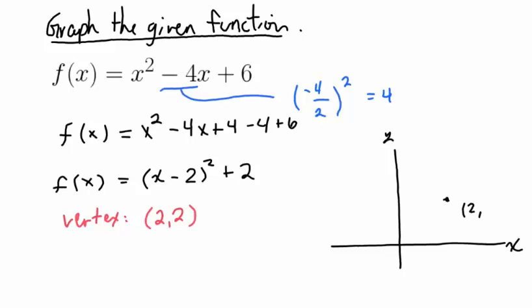Here's (2, 2). And I know that this parabola is going to open upwards because the coefficient in front of the x² here is positive. So here's a rough sketch of the parabola x² - 4x + 6.